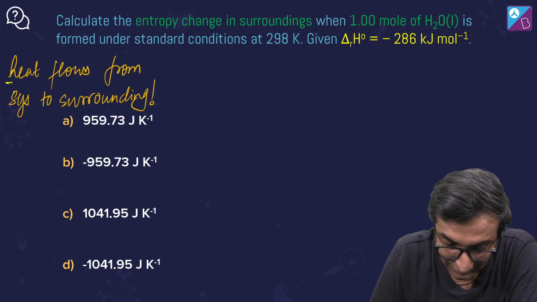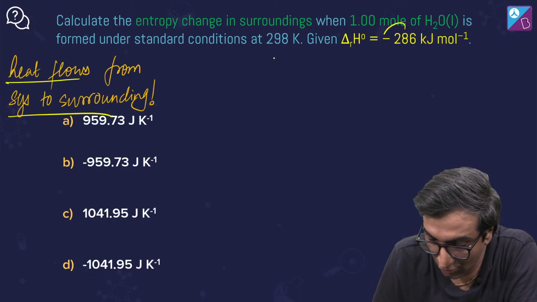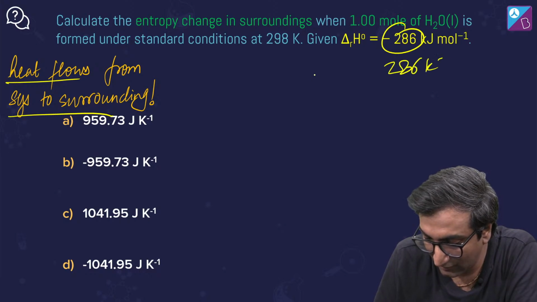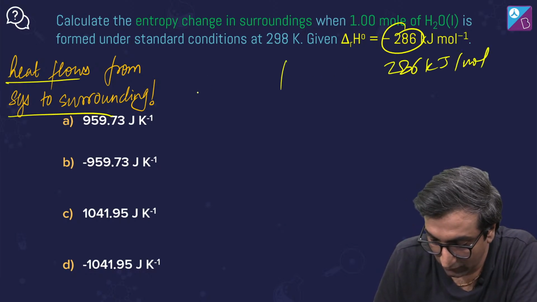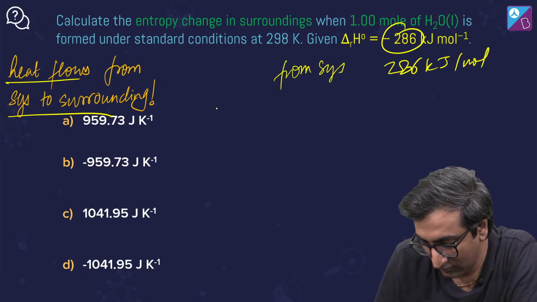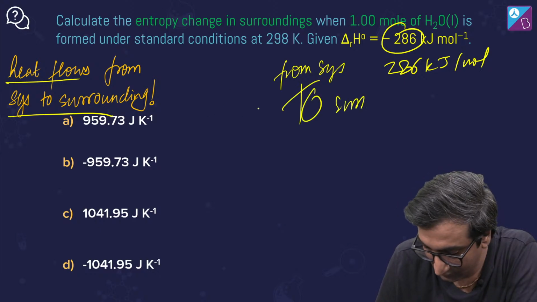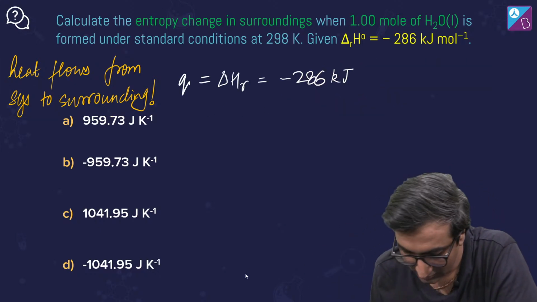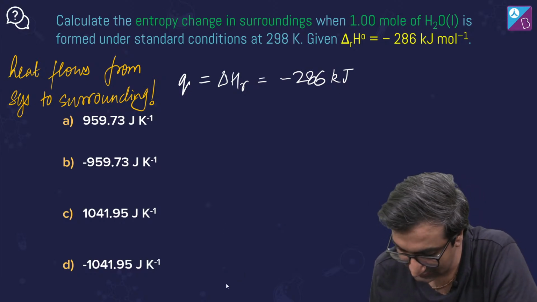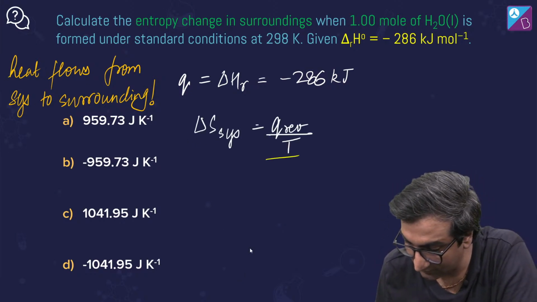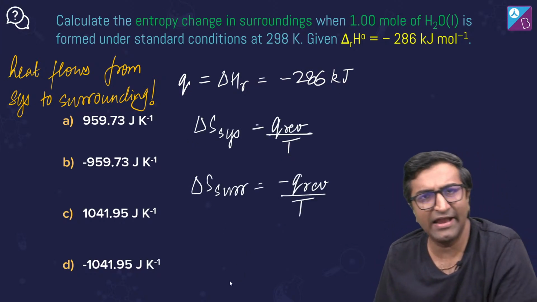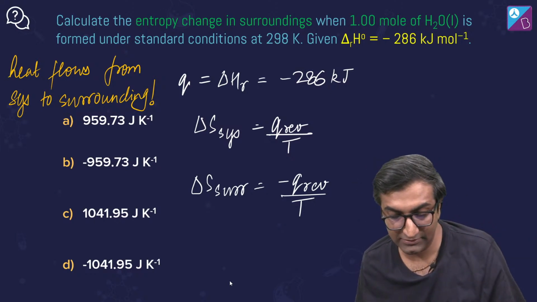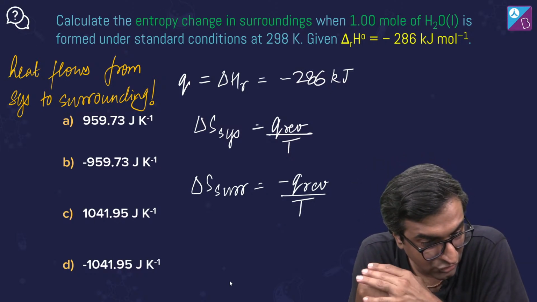Okay. Heat flows from system to surrounding. How much heat? 286 kilojoule per mole. From system to surrounding. Is this step okay? This is important. Is this step okay? Yeah. Delta H of reaction is this. Delta S system was Q reversible by T. Delta S surrounding उसका negative हो जाएगा, बस खत्म. That's all. Yeah, Shubhi, thank you for that.